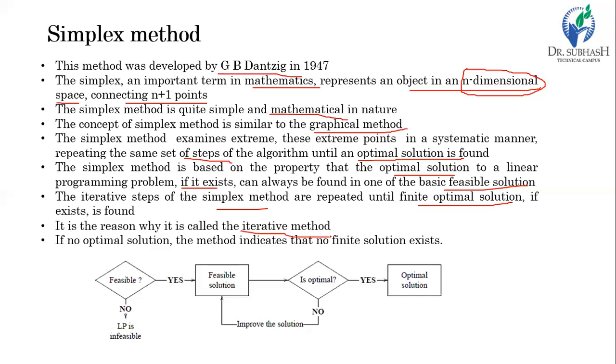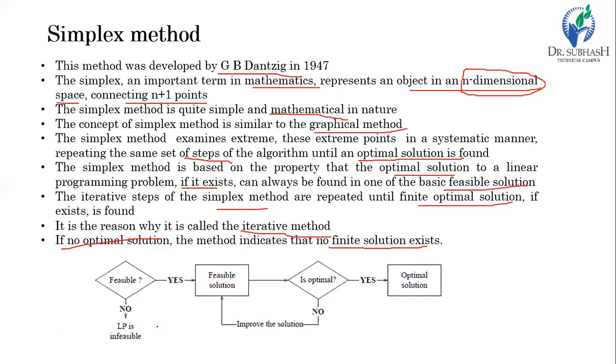So in this method we have to go through iterations one by one in a systematic manner, as per the algorithm of the method. And if no optimal solution is available, then the method indicates that no finite solution exists. In many cases the optimal solution is not available. There are many reasons for that. One possible reason may be wrong formulation of the problem from the given data.